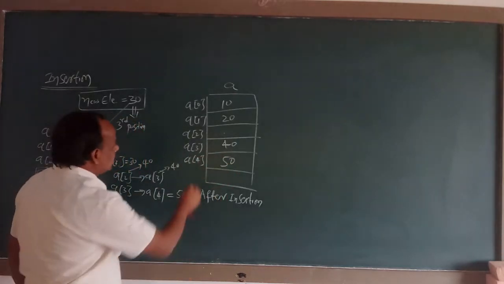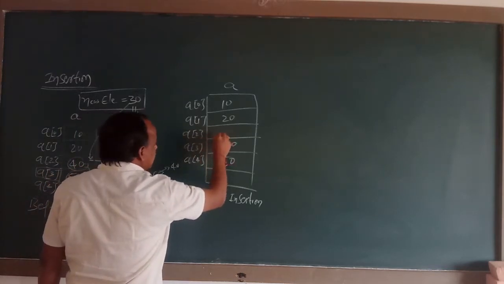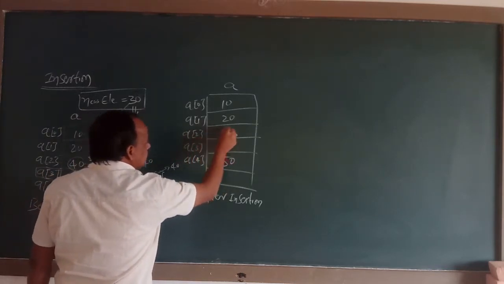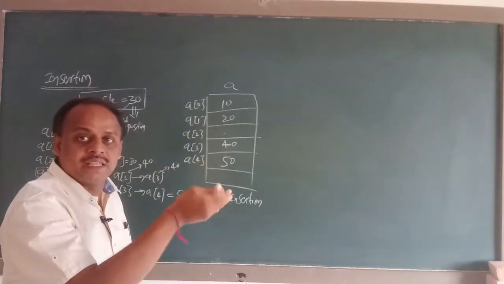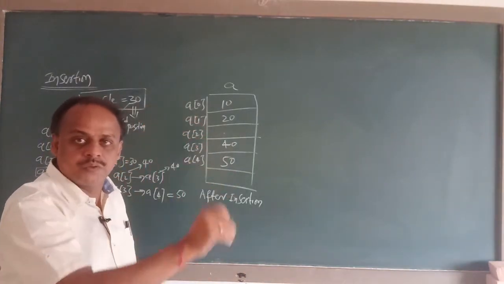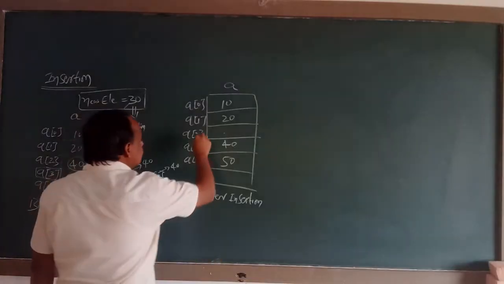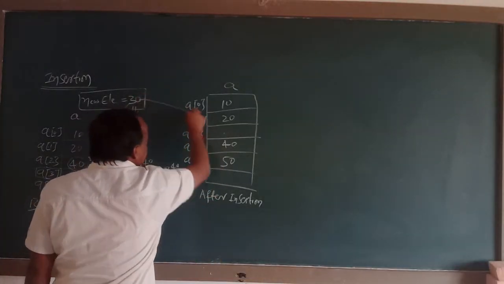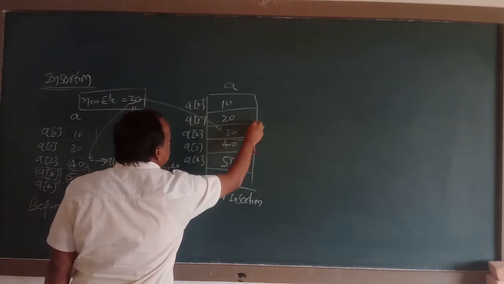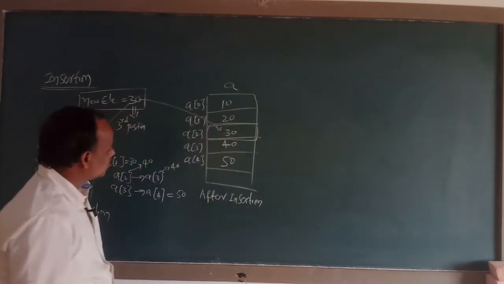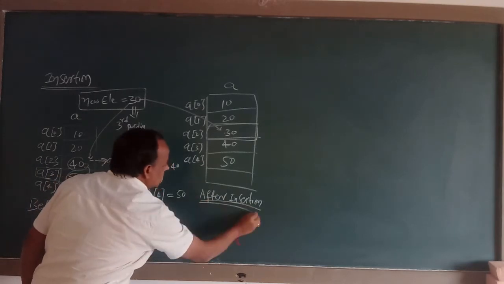Now see here, inserted element position is A of 2, so this is empty. Now A of 2 is empty, we have to place 30 in third position, that is A of 2. So now we have to place this new element, 30, into this empty position. So this is what after insertion.